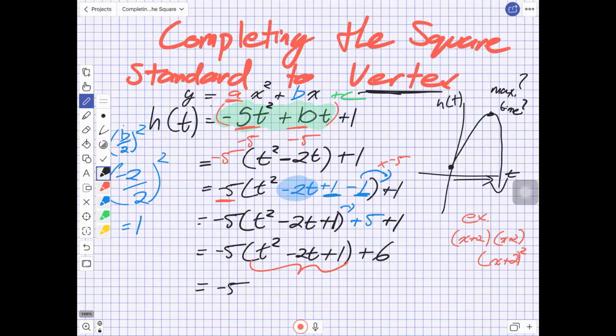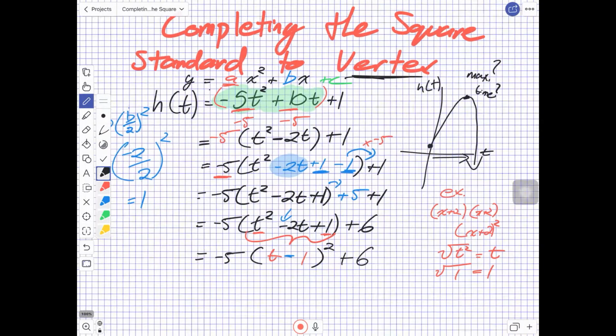In fact, all we have to do is take this first term and square root it, so the square root of t squared, and take this last term and square root it, the square root of 1. The square root of t squared is t, the square root of 1 is 1, and those are going to be the two terms in the brackets. Okay? So we get t and 1, and whatever the operation is in front of the b, in this case it's negative, that's going to be the operation in the bracket. I then write a squared plus 6, and this is my vertex form.